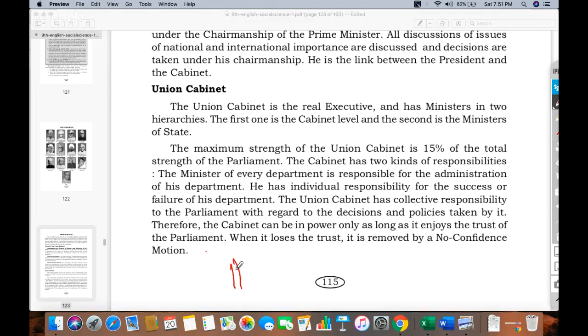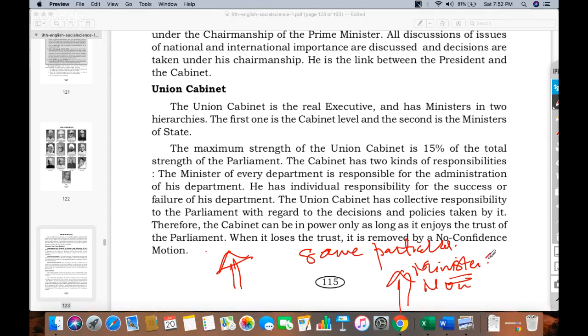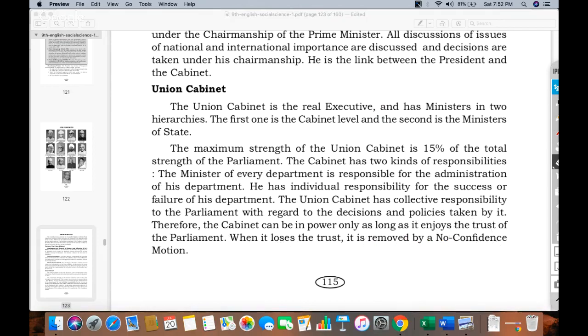So suppose I feel that some particular act done by a particular minister is not good for India, so I can bring a no confidence motion against the government. A no confidence motion cannot come against a specific minister. I can demand that the minister should be removed, but the legislative procedure is such that a no confidence motion has to come against the government, and that is why the Union Cabinet is collectively responsible in front of the parliament.